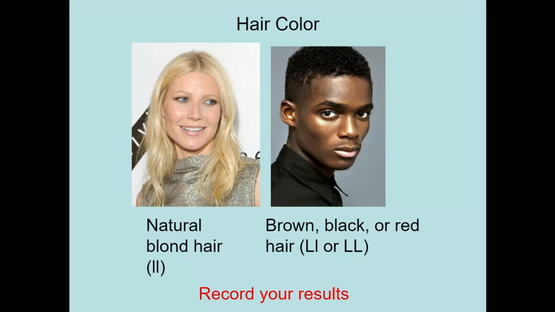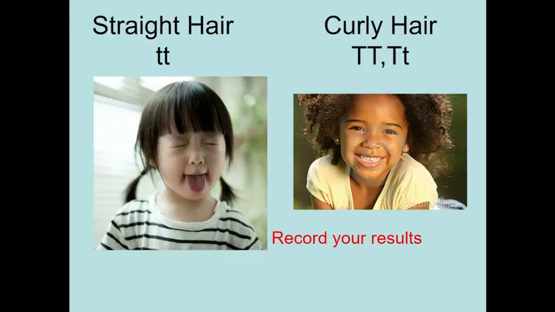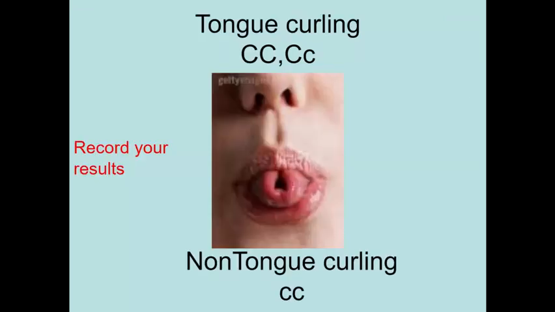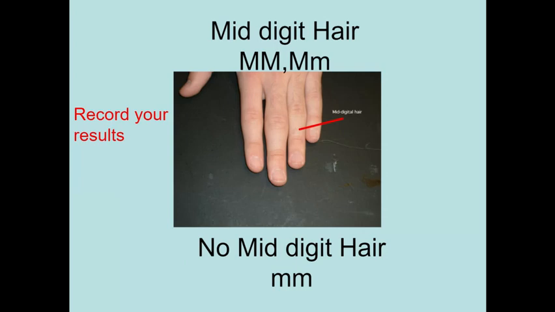Let's look at your hair color. If you are naturally blonde, you have 2 recessive traits. If you have any other hair color, you have a dominant trait. Write that down on your sheet. Straight hair, curly hair. Straight hair is 2 recessives. Let's look at tongue curling. If you can curl your tongue, 2 dominants.